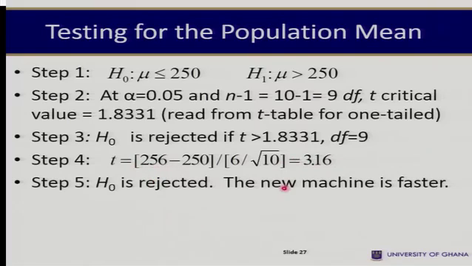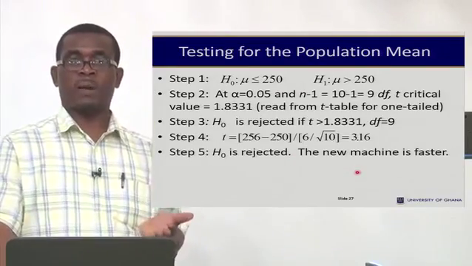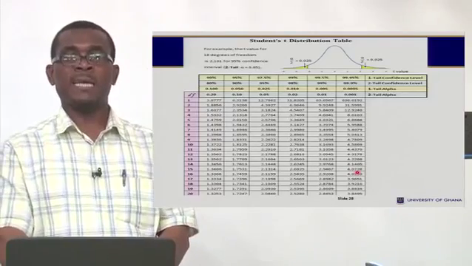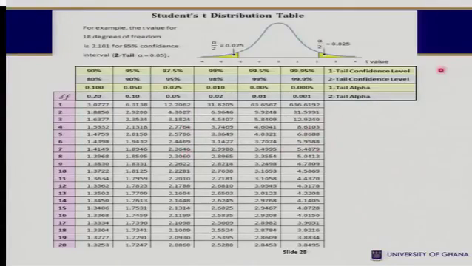So, H0 is rejected. What it means is that the new machine is actually working faster. And as I indicated, you use the table, you use your one-tailed test, and alpha being 0.05, and then 9 degrees of freedom, and read the value as such.